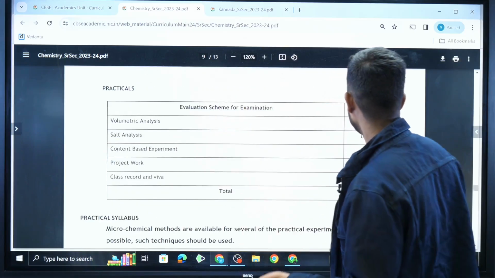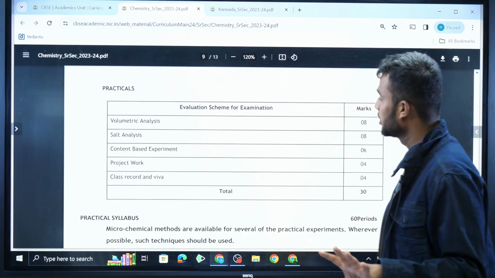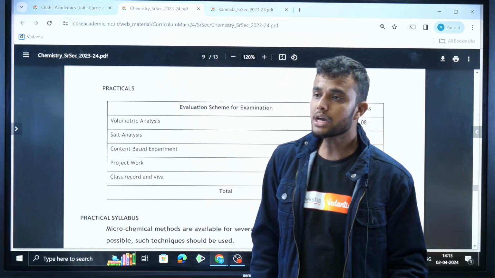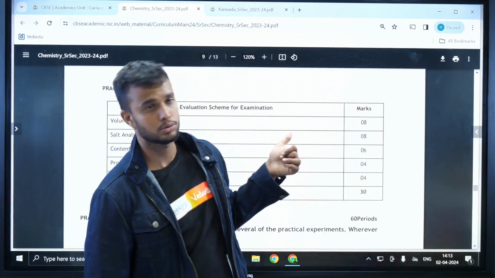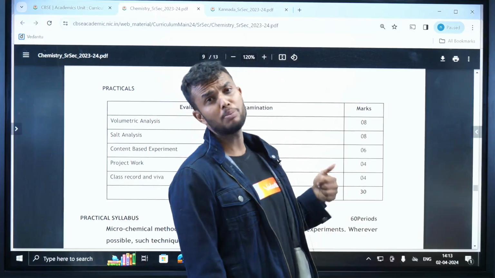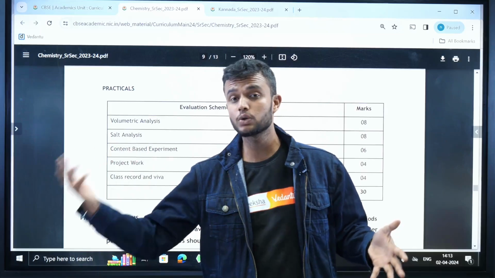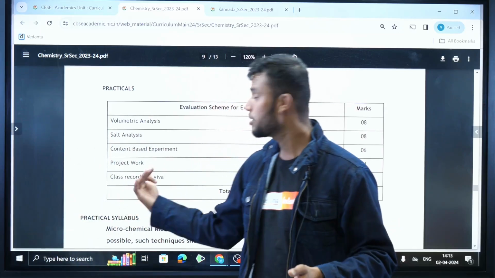Then volumetric analysis, totally 30 marks. Same thing: viva is there, project work, content-based experiment, everything is there. Okay, students, this is about today's video. Please share the video with your class 11th and class 12th students or the students entering class 11th and class 12th. This is very important.